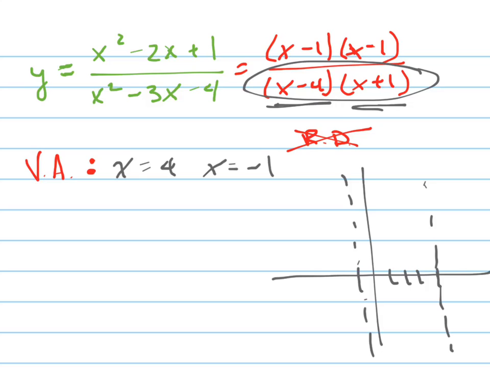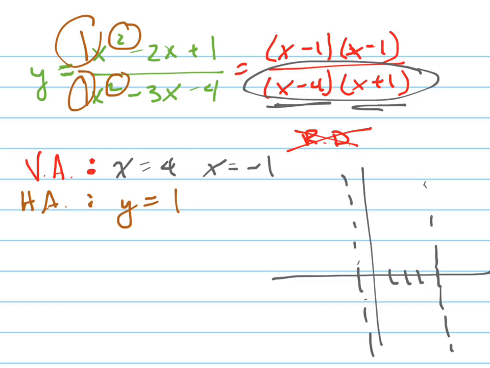The horizontal asymptotes we find by looking at the degrees of the numerator and denominator. Since the degrees are the same, the horizontal asymptote is y equals the ratio of leading coefficients, which is just 1 over 1, which equals 1. So there's our horizontal asymptote.